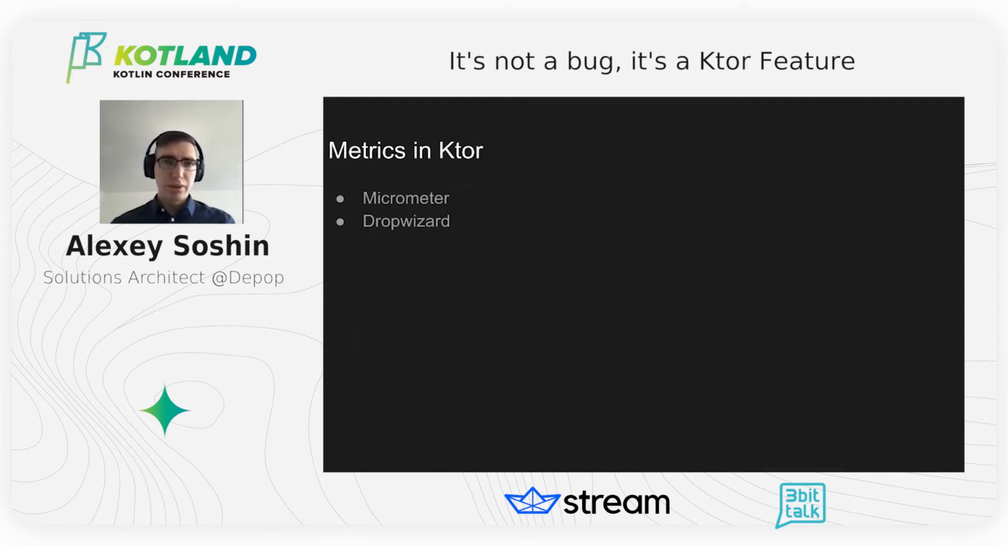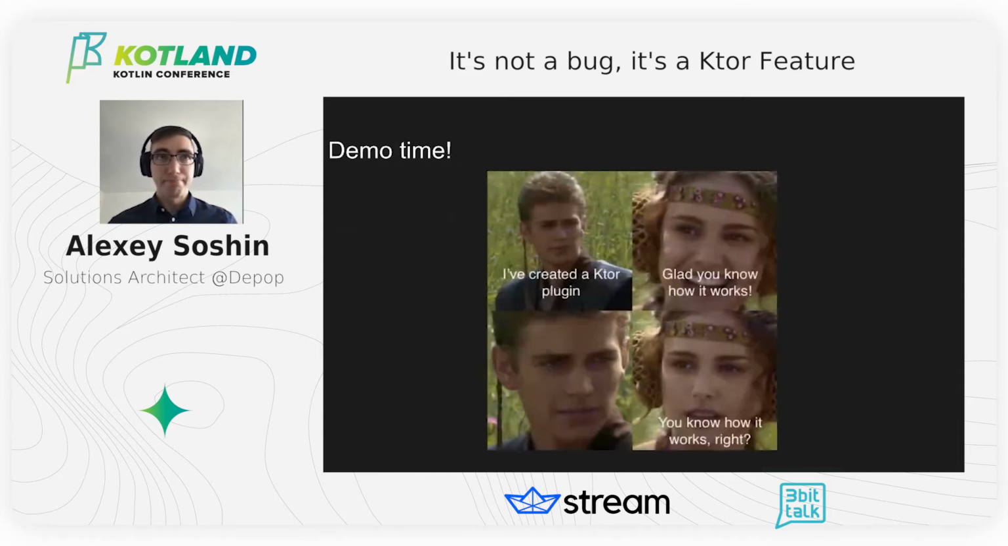So as I mentioned, there are already a couple of metrics plugins for Ktor, but they didn't suit our needs. They weren't reporting the metrics exactly the way we wanted them to, and it took us too much effort to set them up so they would work the way we want them. So we decided to build our own plugin instead.